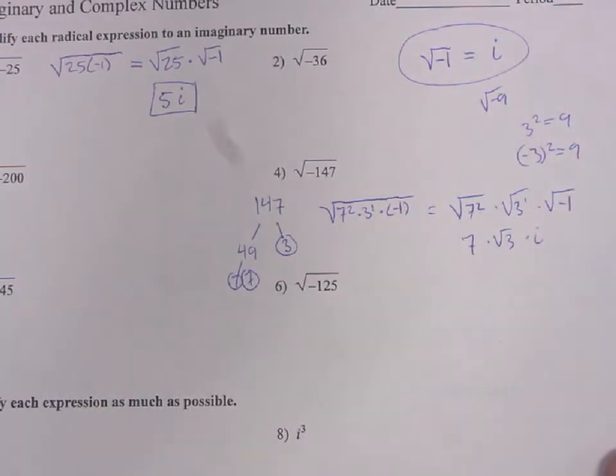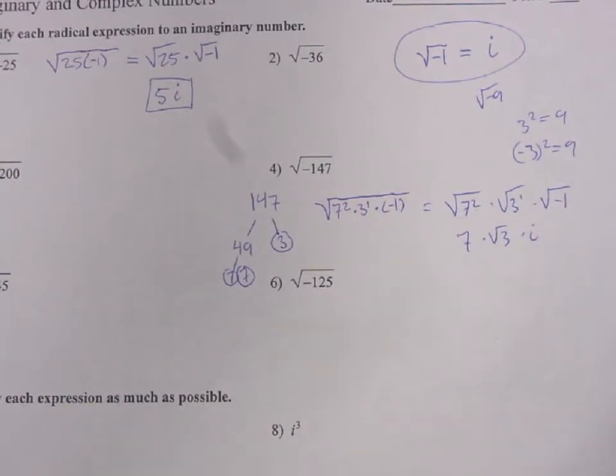Okay, just as a convention, or an accepted way of writing these things, we do the number first, and then we'll do the i, and then we'll do the root at the end.